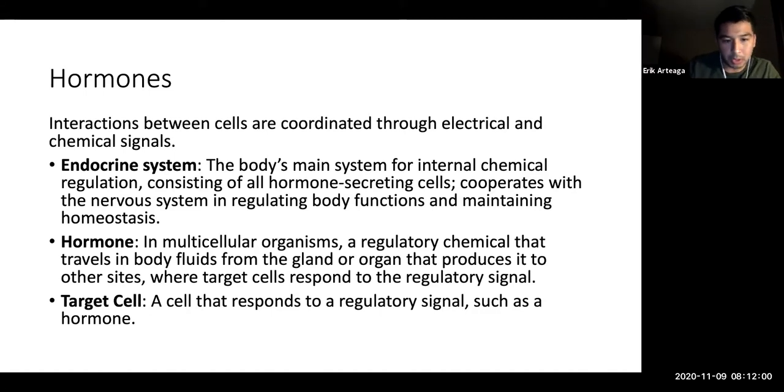So hormone. In multicellular organisms, this is a regulatory chemical that travels in body fluids from the gland or organ that produces it to other sites, okay? So where target cells respond to the regulatory signal. So again, there's going to be one specific organ system, one specific gland that's going to be producing these hormones, right? And it's just talking to other cells in the body, making sure that they're performing their normal metabolic functions and performing their proper tasks, okay? So a target cell is just any cell that is targeted by that regulatory signal, that regulatory hormone, okay?